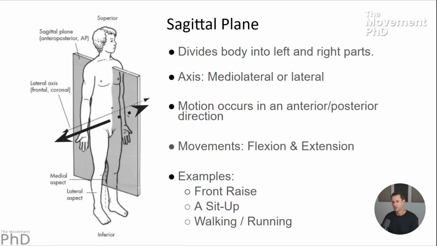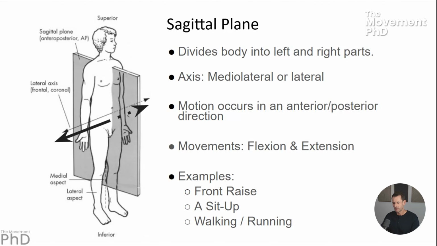So examples of movements in the sagittal plane, for the upper extremity, a dumbbell front raise. So imagine you lift your arm in front of you, lift a dumbbell or just your hand. That's movement in the sagittal plane about the mediolateral or lateral axes. Other movements that occur in the sagittal plane, you may be doing that right now. So if you're listening to this podcast while you are walking, while you are running, or you're taking the stairs, those movements primarily occur in that sagittal plane.